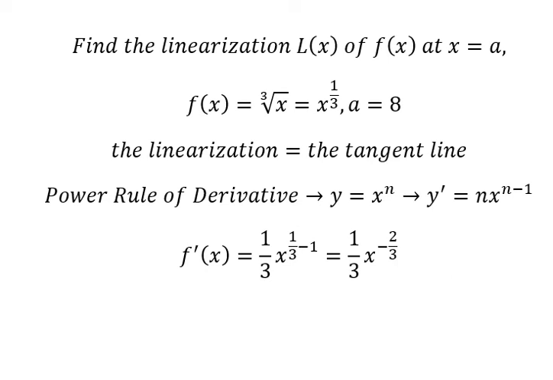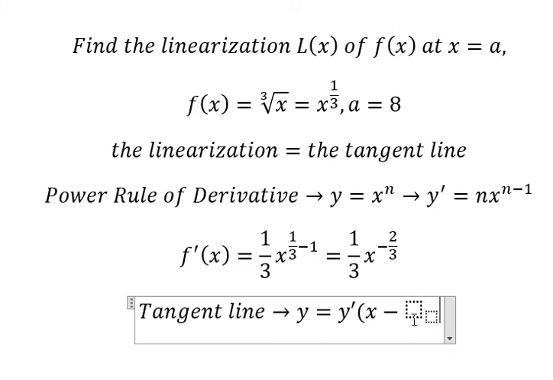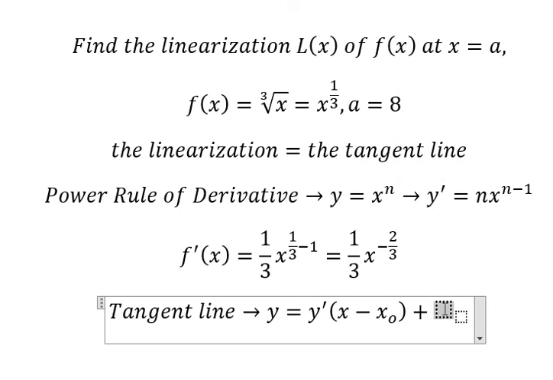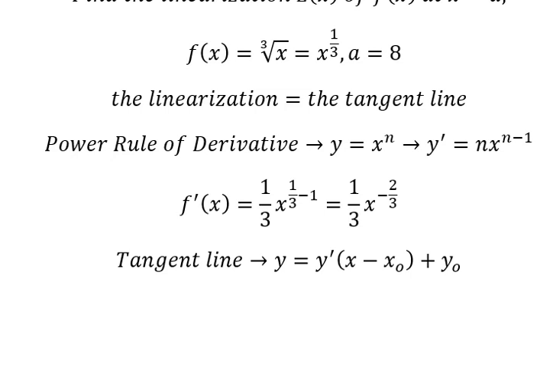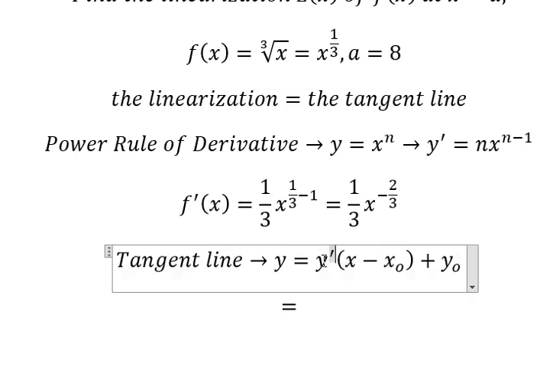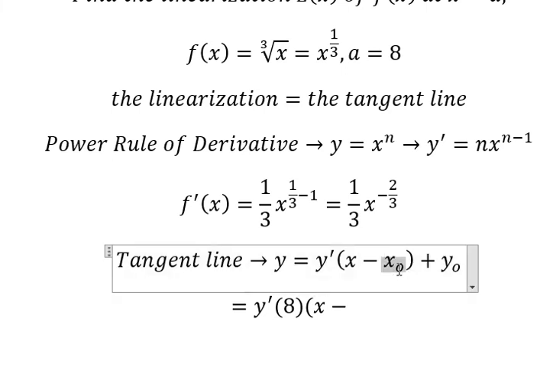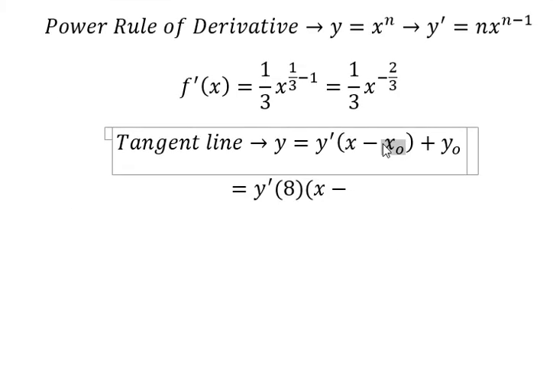So we apply the formula of the tangent line. So for this one, we have a equals 8. So we just put 8 in here. We know that s0, we have s equals a equals 8. So we got 8 in here.